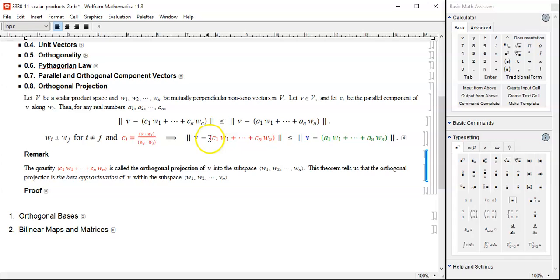And it'll turn out this orthogonal projection, which is highlighted in red, is the best approximation of original vector v in this subspace generated by w1, w2, w3 all the way over to wn. And this v minus this orthogonal projection, that is the orthogonal component vector that is perpendicular to everything in that vector space, in the subspace generated by w1, w2 all the way over to wn.